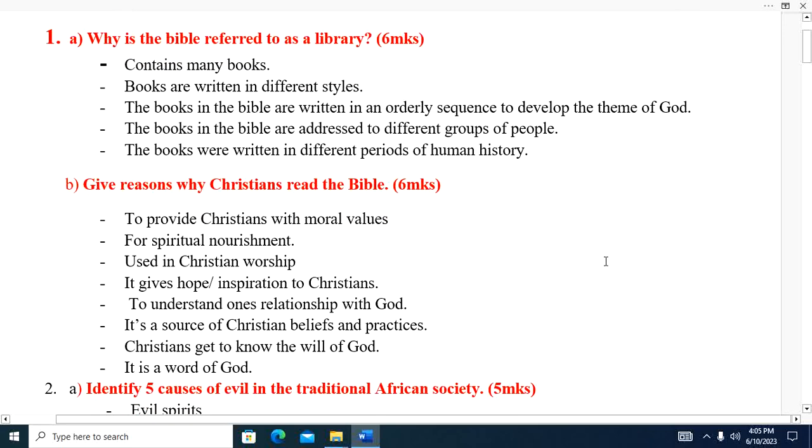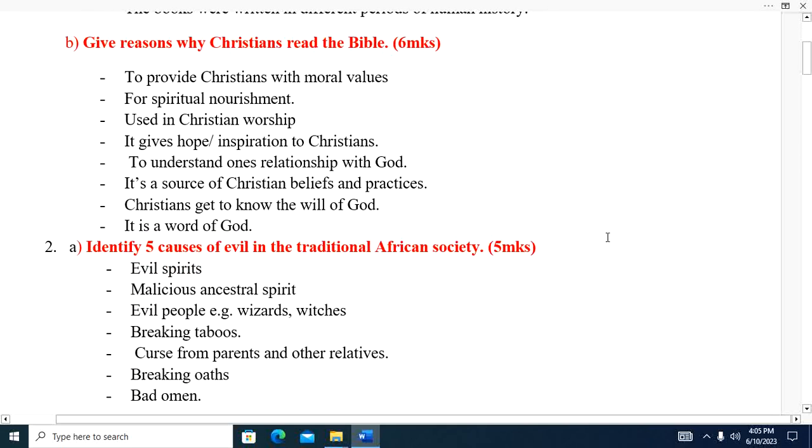Let's go to question number B. Give reasons why Christians read the Bible. Why do they read the Bible? Number 1, to provide Christians with moral values. Number 2, for spiritual nourishment. Number 3, used in Christian worship.